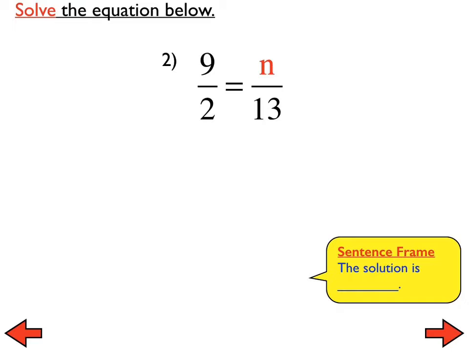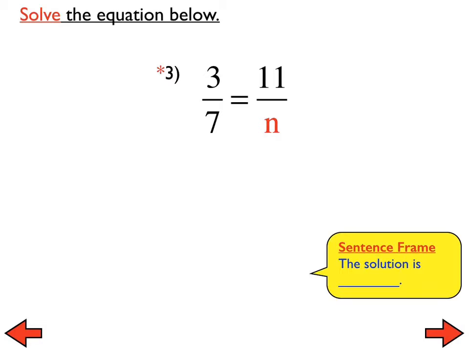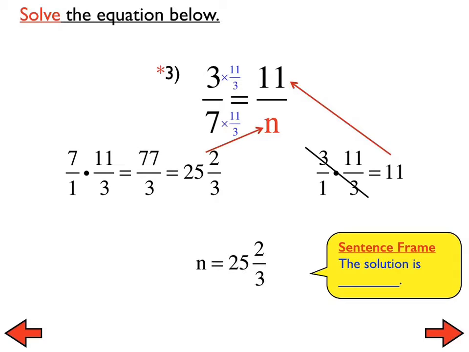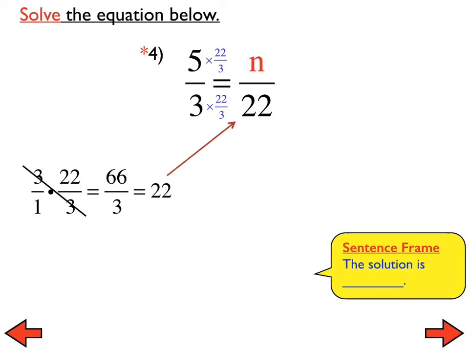So for number 2, what would you multiply 2 by to get 13, Grant? 13 over 2, good. And then you would do the same thing with the 9, and you should get 58.5. How about number 3? What would you multiply 3 by to get 11? Kara? 11 over 3. You guys are pretty good at this by now. And then this last one, number 4, what would you multiply 3 by to get 22? Jaden? 22 over 3. And you have to multiply the 5 by that as well to solve for n.